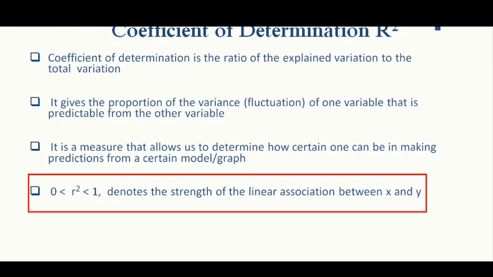0 is less than r square is less than 1, which denotes the strength of the linear association between x and y. This is obvious because r is between -1 and +1. So, r square will be between 0 and 1. Suppose r is equal to 0.9, then the value of r square will be 0.81. So, what does that mean?